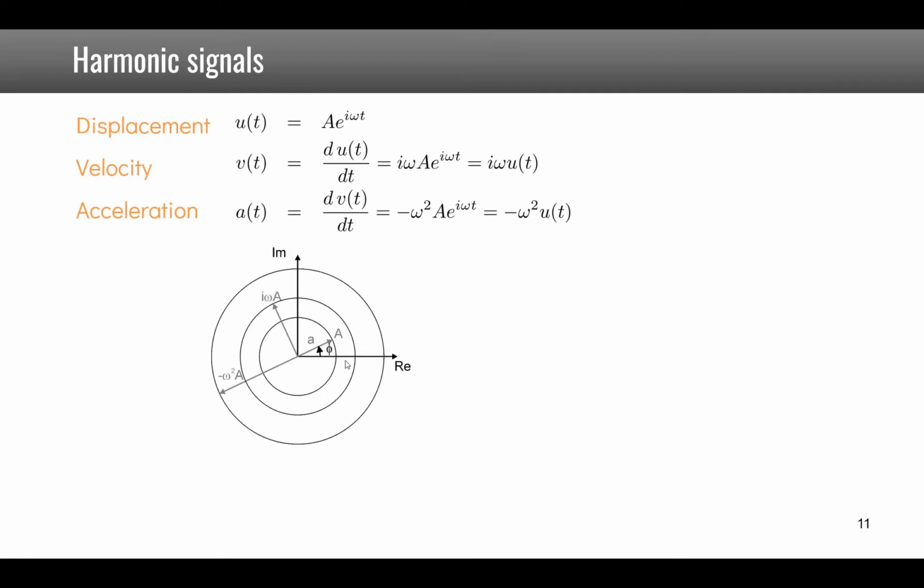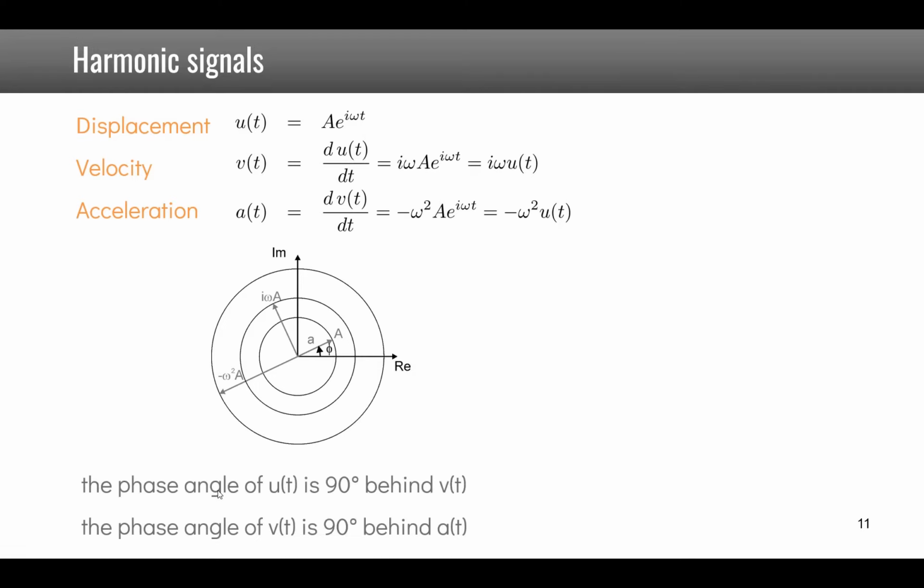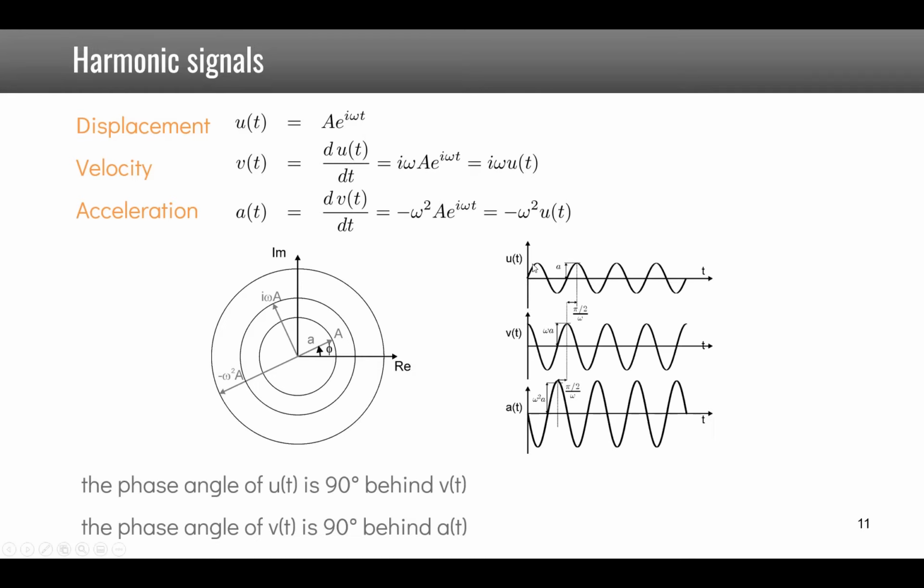So what it gives in the complex plane is that you have your initial vector A. When you multiply it by i omega, you have a change of phase of 90 degrees and an amplification by a factor omega. And when you multiply it again by i omega, you have a total amplification of minus omega squared and a phase shift of 180 degrees. Now, if we project this on the imaginary axis, you will see that u of t is a sine function of amplitude a, v of t is a cosine function with amplitude omega a, and a of t is a minus sine function with amplitude omega squared a.